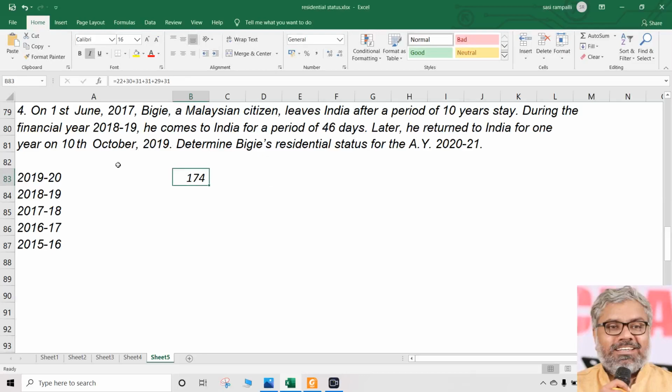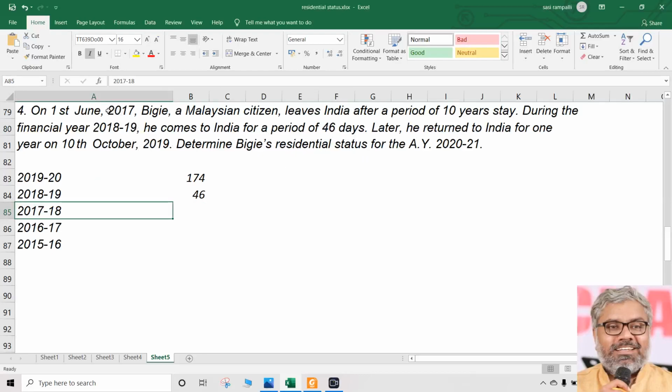That is one fact which is given here. So how to calculate that is this: 22 plus 30 plus 31 plus 31 plus 29 plus 31. That is the number of days of stay in India during the previous year. What about earlier years? 2018-19 it was given very clearly here itself. He came here for a period of 46 days. That is given already, nothing to calculate. So in 18-19 he was in India for a period of 46 days.